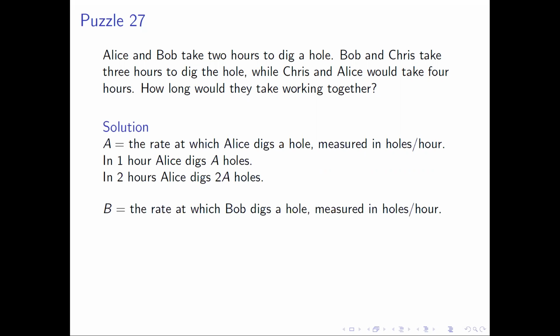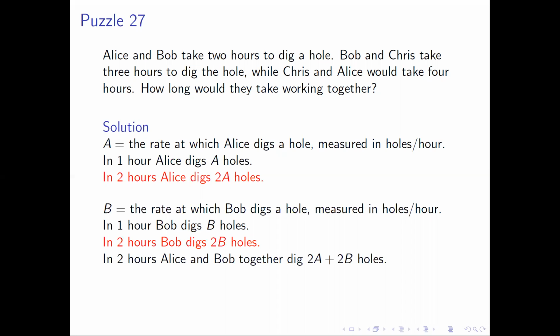Let B be the rate at which Bob digs a hole. In 1 hour, Bob digs B holes. In 2 hours, Bob digs 2B holes. So let's put these two things together. In 2 hours, Alice and Bob, working together, dig 2A plus 2B holes. And we are told that Alice and Bob, if they work together for 2 hours, dig 1 hole. So 2A plus 2B is equal to 1.